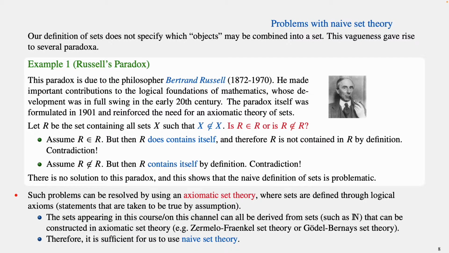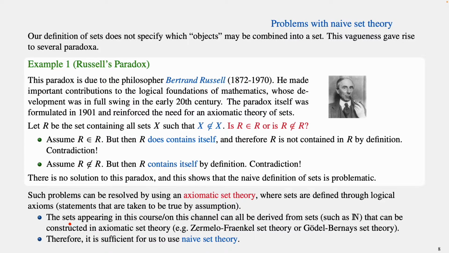And such problems can be resolved by using a so-called axiomatic set theory, where we define sets through logical axioms, where an axiom is a statement or a proposition, if you like, that is taken to be true by assumption. So it does not have to be proved, but you just take it as a truth, and from the assumption that this is true, you can derive new facts through logical reasoning.